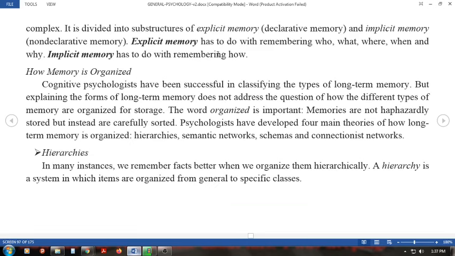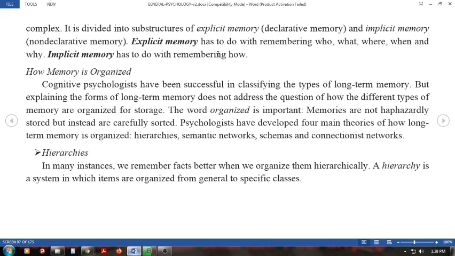Long-term memory is complex. It is divided into substructures of explicit memory and implicit memory, non-declarative. Explicit memory has to do with remembering who, what, when, and why. Implicit memory has to do with remembering how. So, implicit memory is most likely about what processes, while explicit memory is most likely about what? About information, raw information, no?